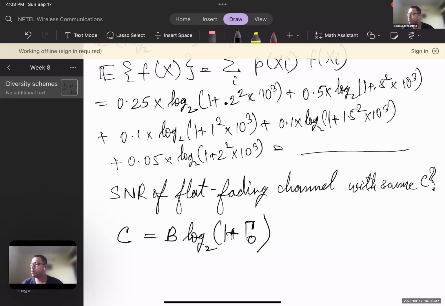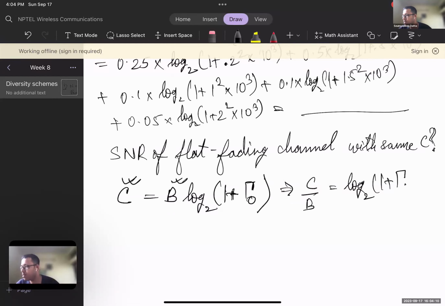Let's say in the question you are not given bandwidth. In this question you are given bandwidth. But if you didn't have bandwidth, you can at least calculate C by B from the previous part, the expectation of log of 1 plus gamma, and that is all you need. So essentially, you have already calculated the left-hand side from the previous part, and now you have to calculate this thing. That is what has been asked: the SNR of a single simple flat fading channel.